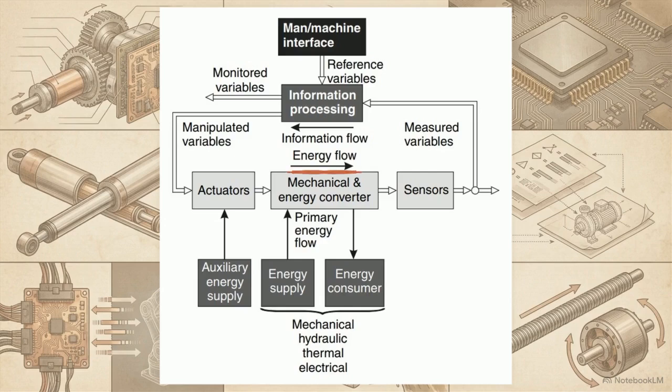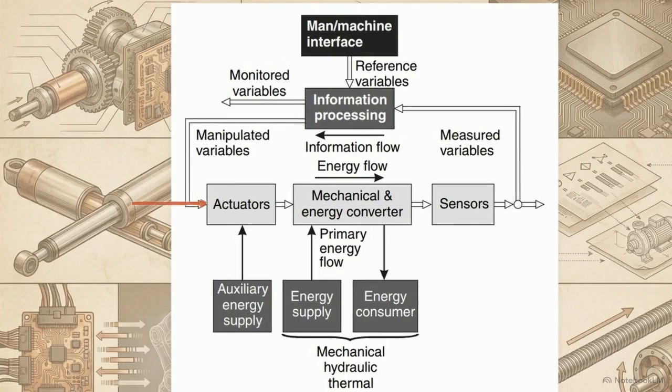The solid black arrows represent the energy flow. Primary and auxiliary energy supplies route physical power, whether electrical, hydraulic, or thermal, into the mechanical converter and the actuators to ultimately drive the energy consumer. The critical boundary sits on the left side of the diagram. Here, actuators act as the interface, converting the low-power digital logic from the processor into high-power physical energy.